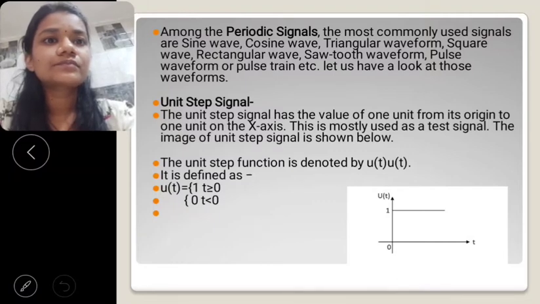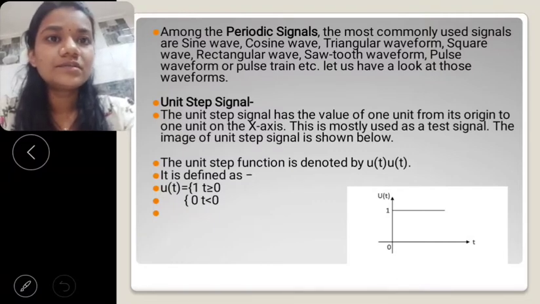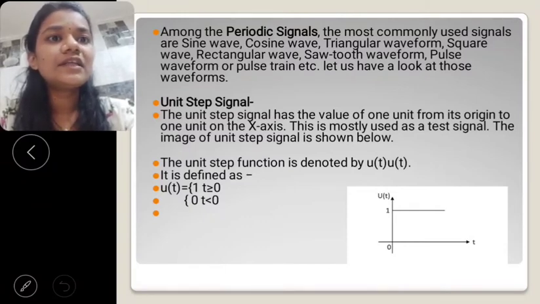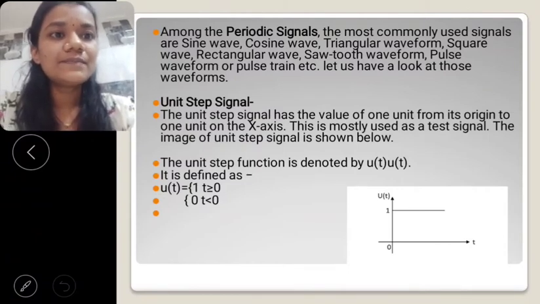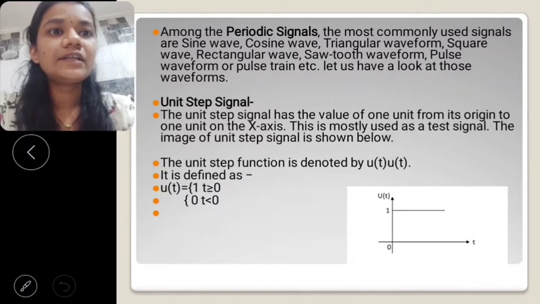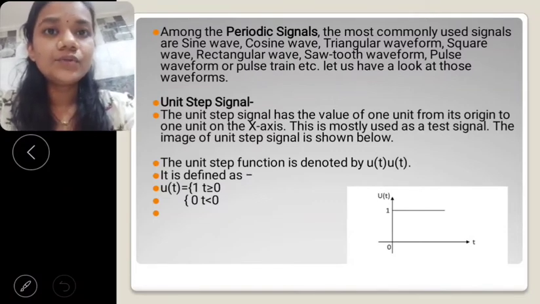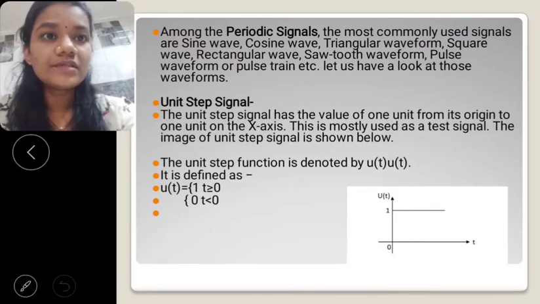Now we are going to see some signals. The first one is the unit step. The unit step signal has the value of 1 unit from its origin onwards on the x-axis. Here in the image we have shown the step signal, which is defined as having unit 1 value from its origin onwards on the x-axis.